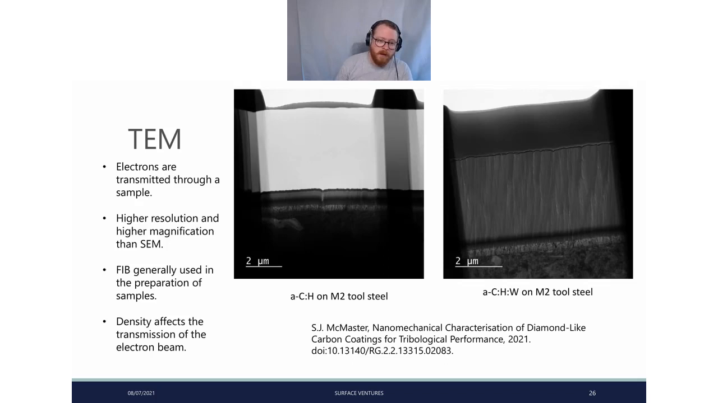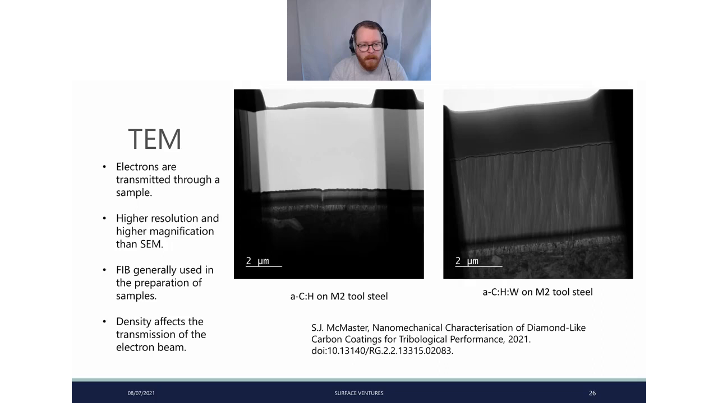We have transmission electron microscopy, where our sample is thin enough that our electrons can be transmitted through it, and their diffraction through that gives us our morphology information. Much higher resolution and magnification than SEM. As I said before, FIB is normally used for the preparation of these samples. You can see the density differences between this tungsten doped and amorphous diamond-like carbon.